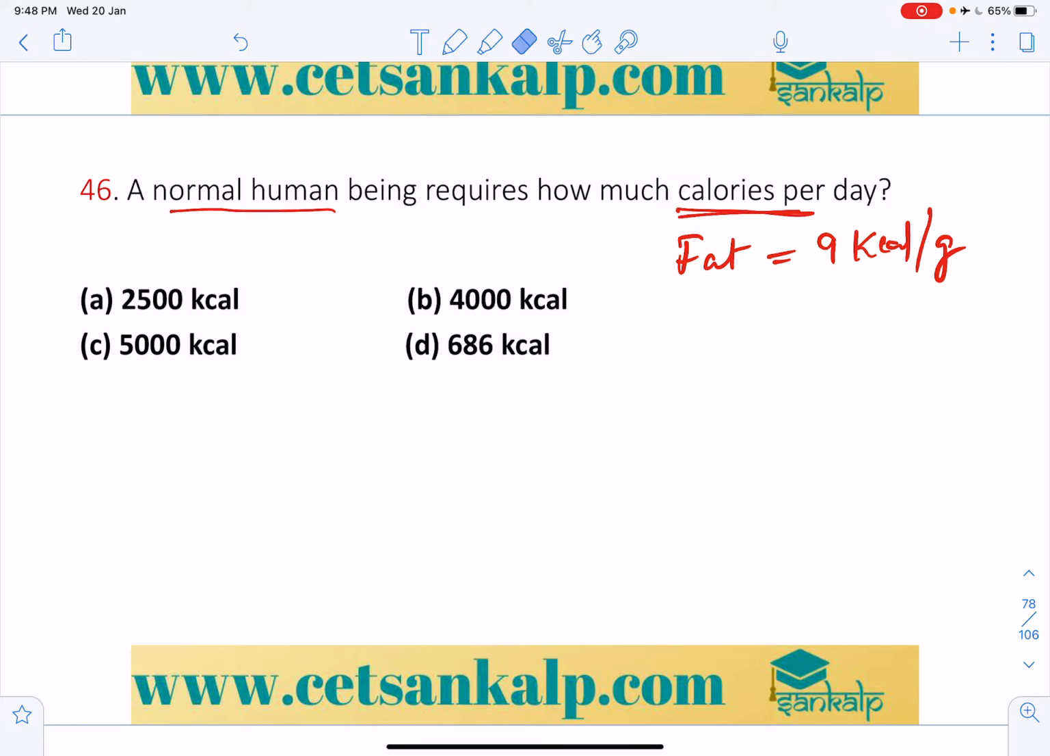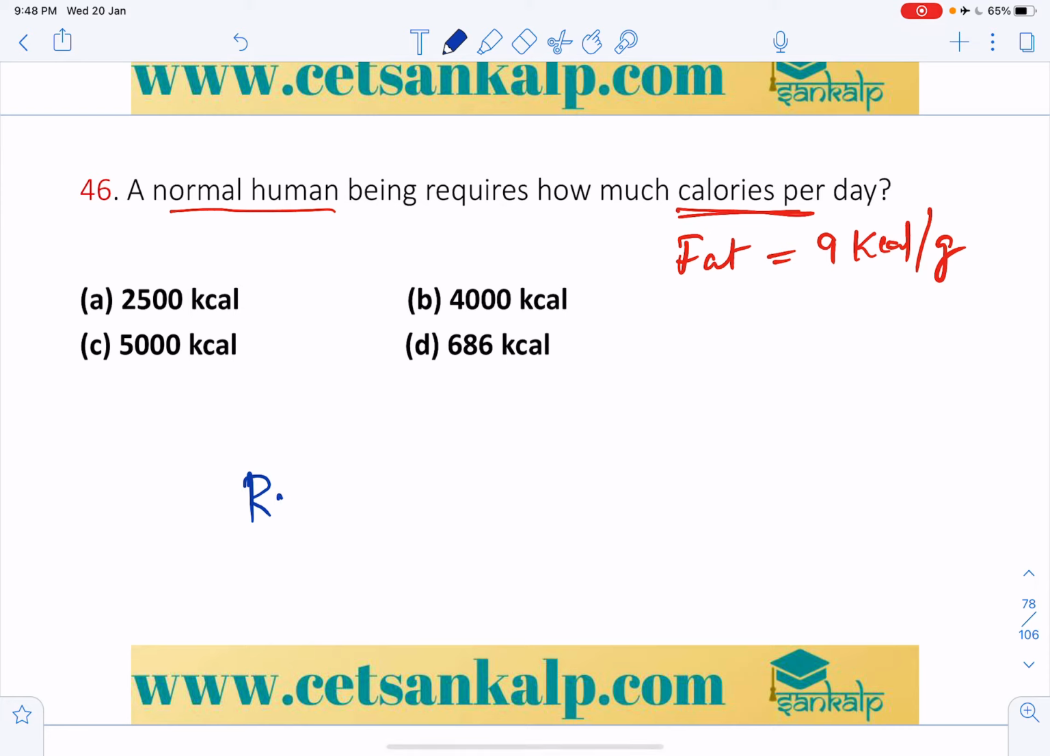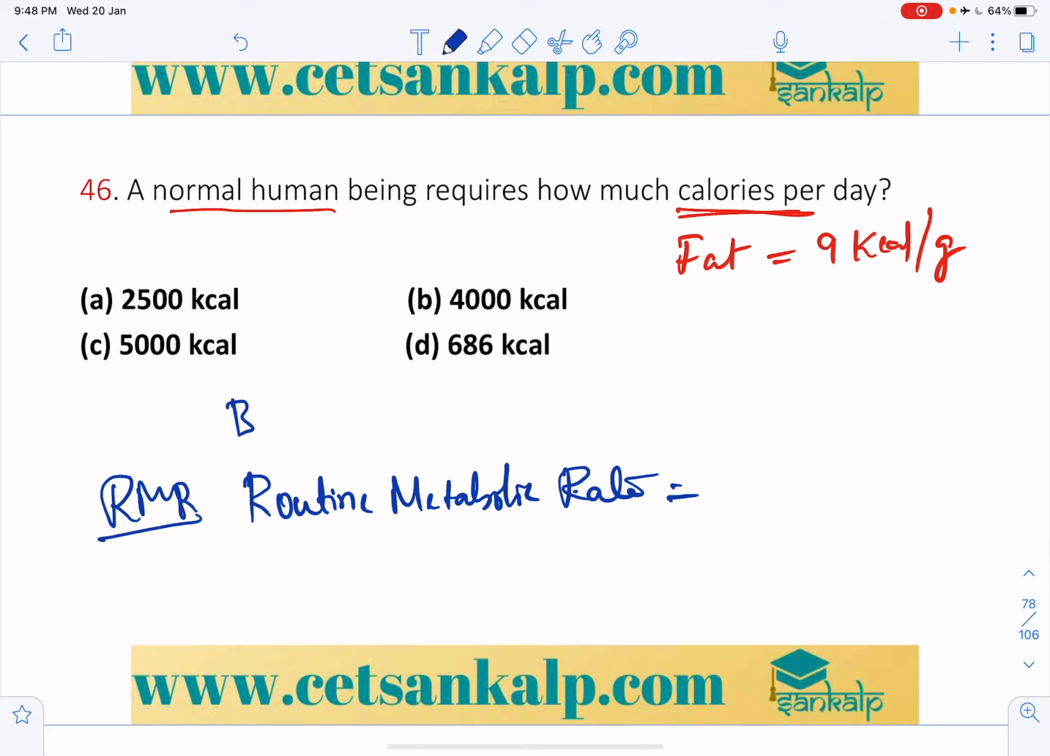Whenever strenuous work is there, we'll say routine metabolic rate. In this, generally more calories are required, and then there is the basal metabolic rate. RMR and BMR. Basal metabolic rate is when we are at normal condition, at rest.